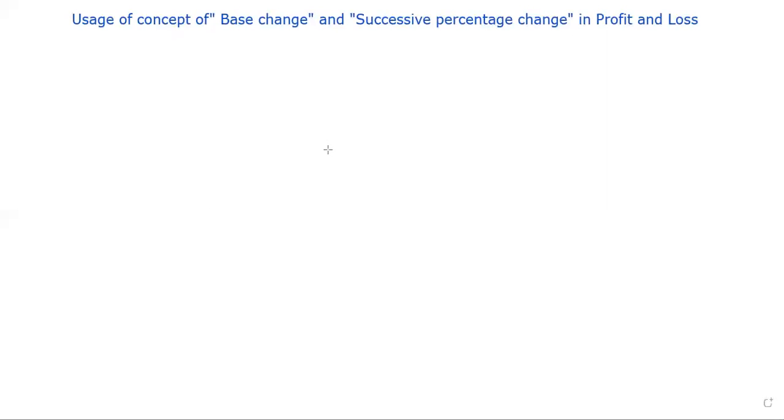We want to understand a concept in profit and loss wherever usage of base change. Some of the times we are changing base, these concepts we have to apply. Usage of concept of base change. Some of the time we have to use this successive percentage change concept in profit and loss. So profit and loss is actually using both of these base change concept and successive percentage change concept.